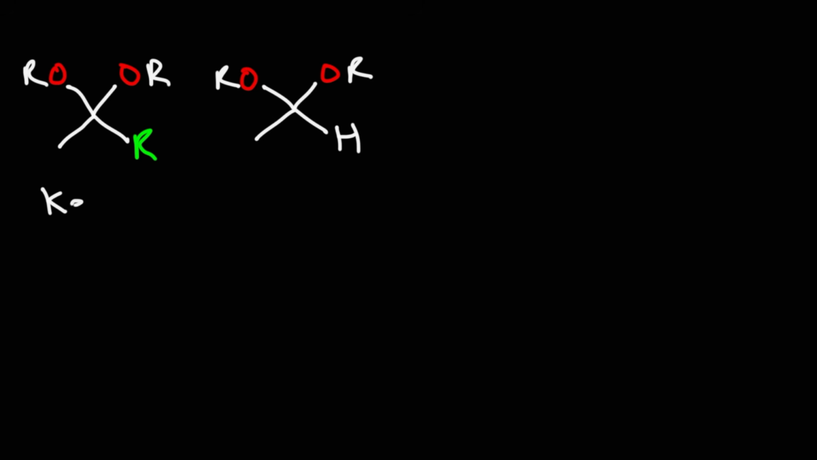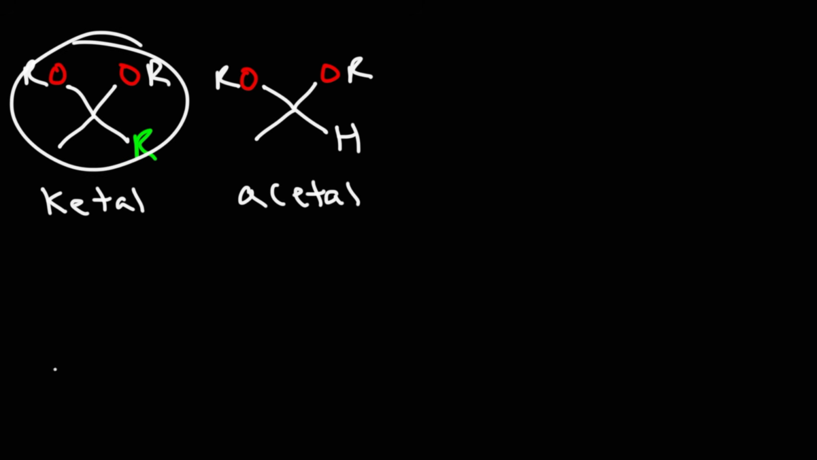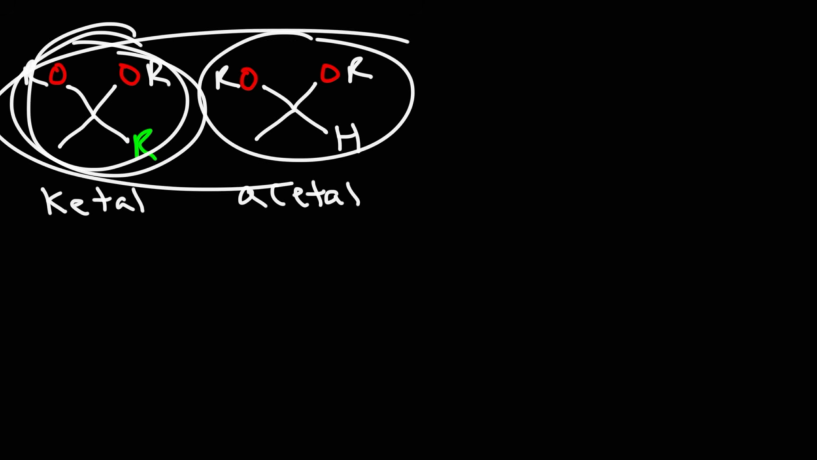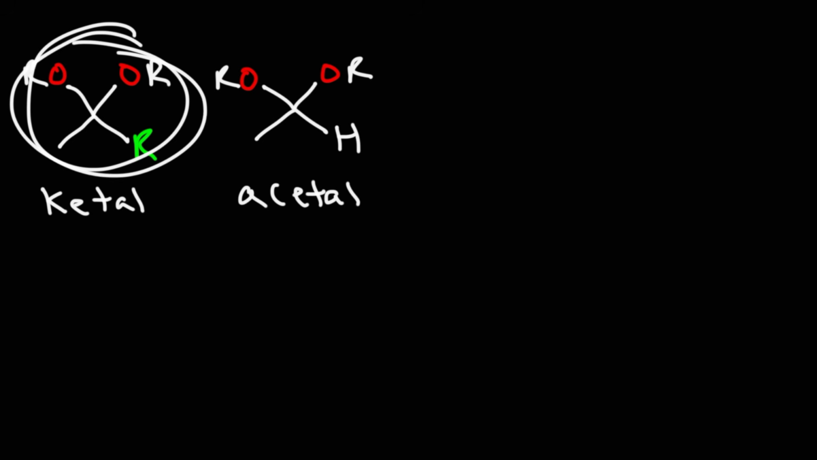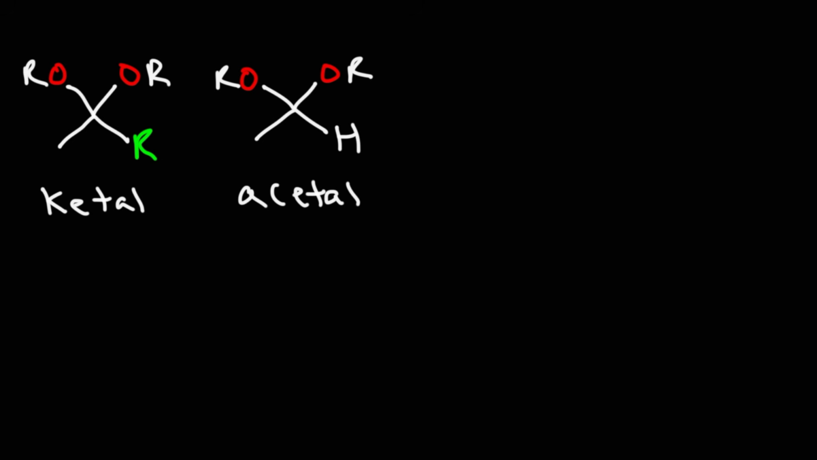This is called a ketal. It comes from a ketone. This is called an acetal. It comes from an aldehyde. But sometimes this may be called acetal. So when you see this, just know this is a ketal, this is an acetal, but sometimes both are commonly referred to as acetals. The word acetal is used more often than ketal. So I want you to be aware of that.